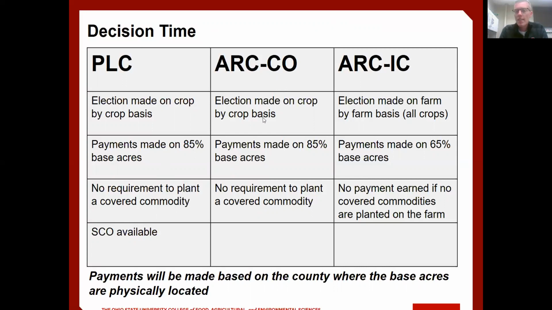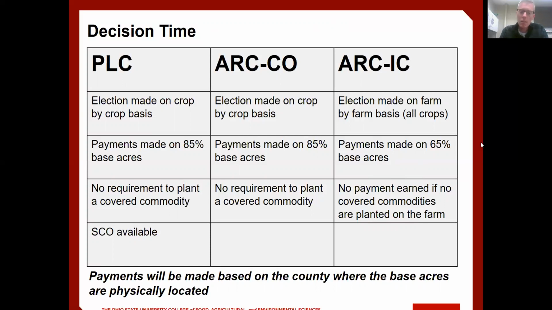For Ark County, it's made on a crop by crop basis, very similar to PLC. It's made on 85% of the base acres, similar to PLC. There is no requirement to plant the covered commodity on your acres because it's made on your base acres. However, Ark individual is different. The election is made on all crops for your farm. So if you choose Ark individual, it's for all your crops that you have on that farm. Payments are only made on 65% instead of 85% of your base acres. And then no payment is earned if you do not plant those covered commodities on your farm.